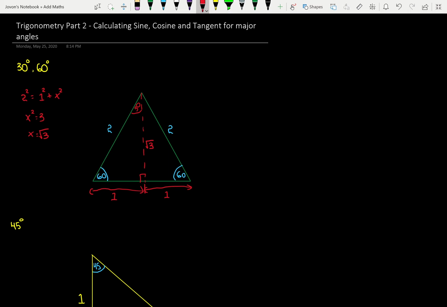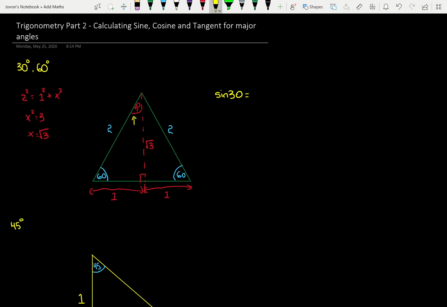So now we have all the lengths. We know the length of the hypotenuse and the two other lines. What we can do now is find the sine, cosine, and tangent for the angles. So let's start off with 30 first. Starting off with 30 degrees, sine 30. Remember, sine of an angle. So where's the 30-degree angle? The 30-degree angle is here. So this is our reference point.